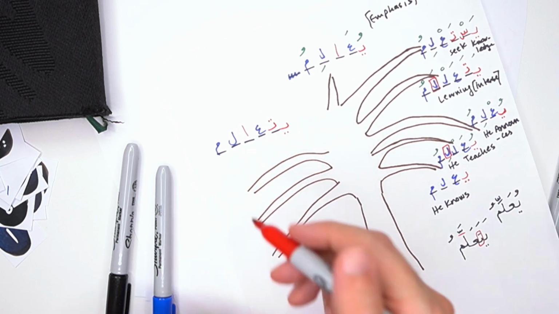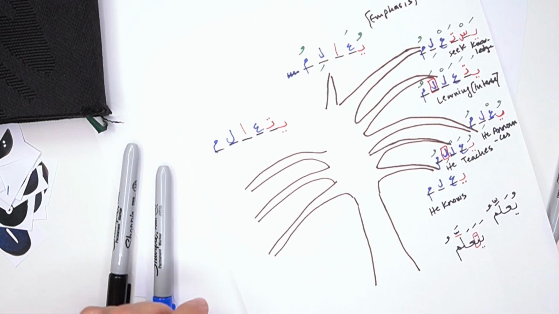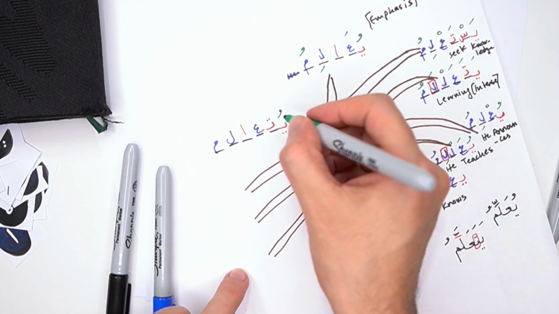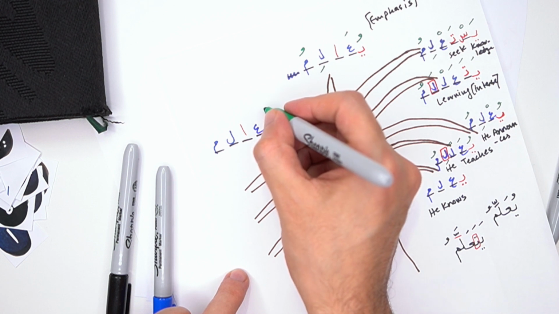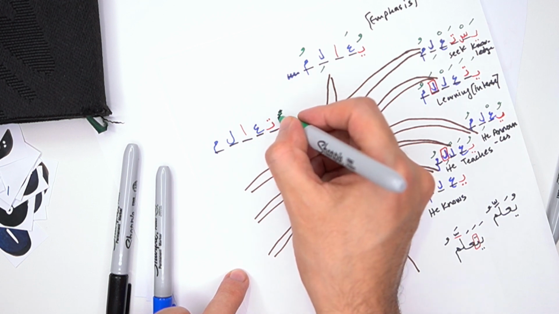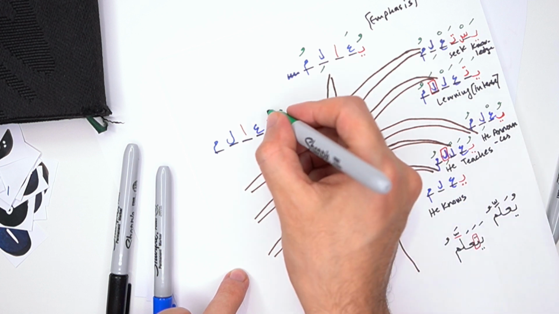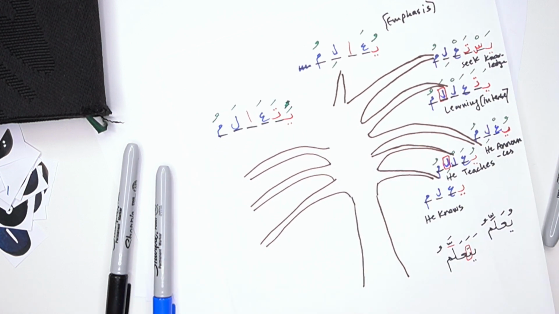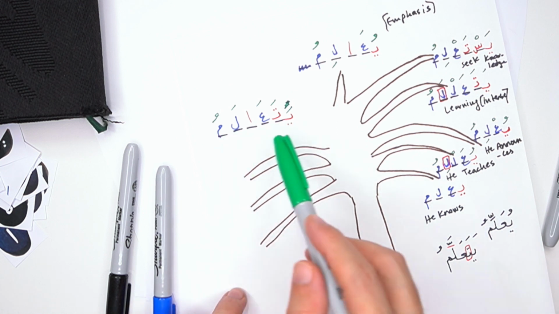Right, يتعالم. Again, this word doesn't really exist. Theoretically it can exist. Yeah, يتعالم. Okay, so يتعالم, that's the word there.